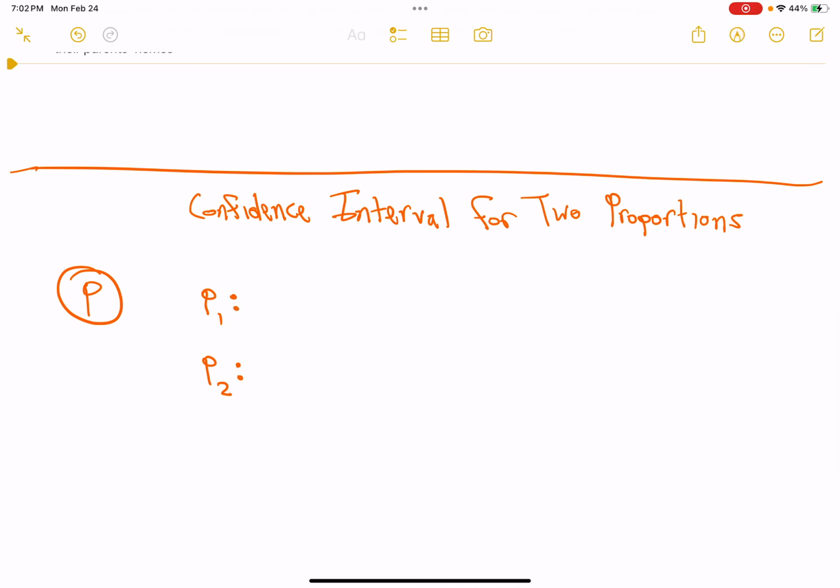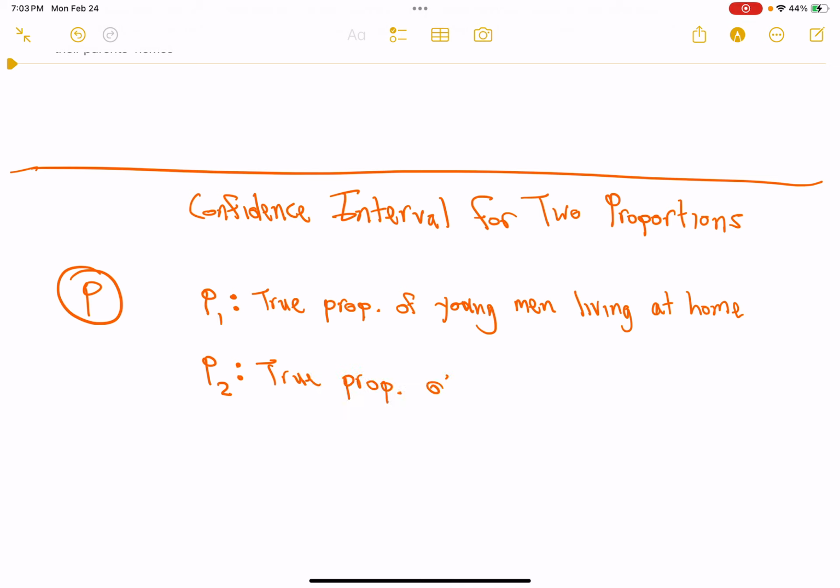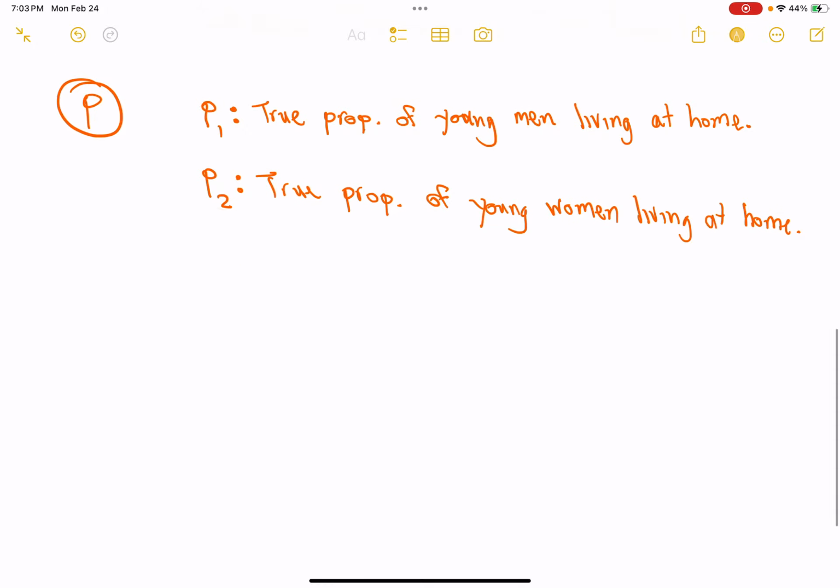Actual population proportions. So P1 will be the true proportion, I'm going to abbreviate, of, we'll say, young men living at home. And then we'll, of course, have the true proportion of young women living at home. Okay, so we're all set on those two fronts. We've got our parameters set.